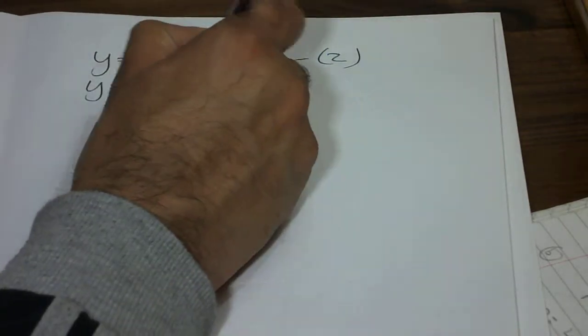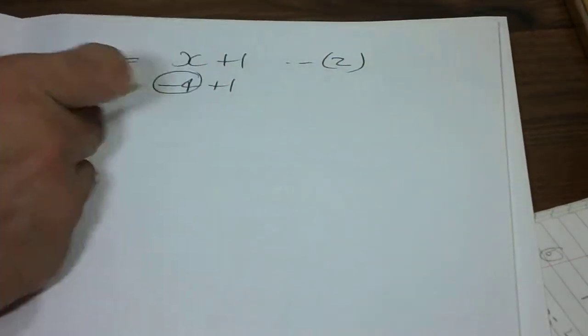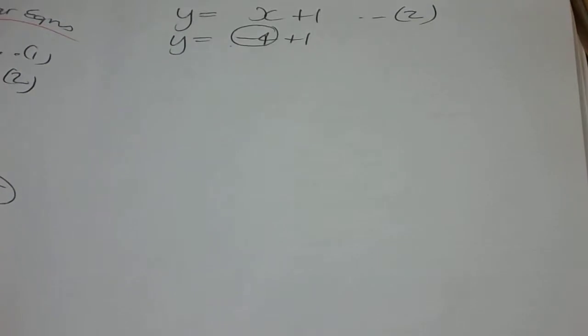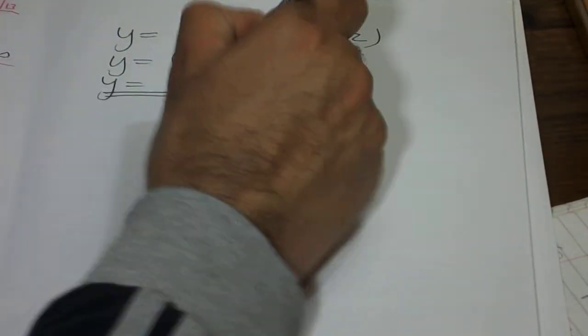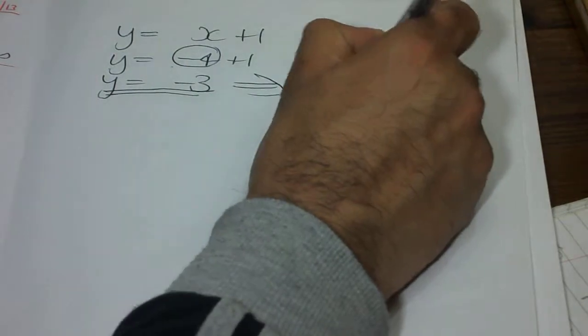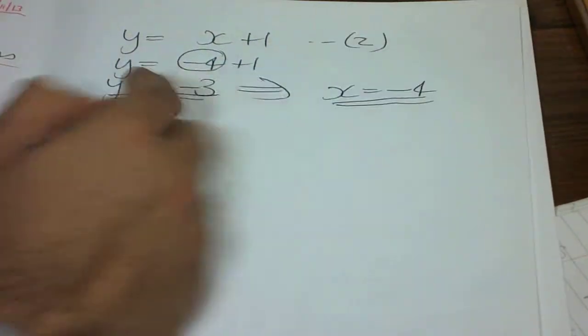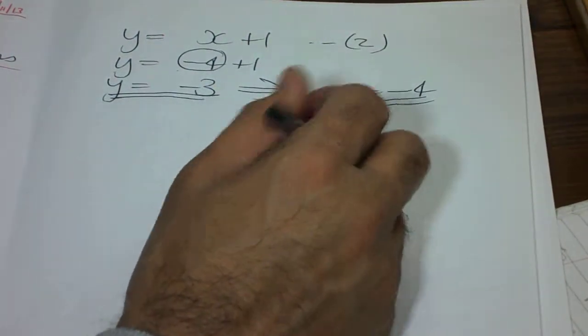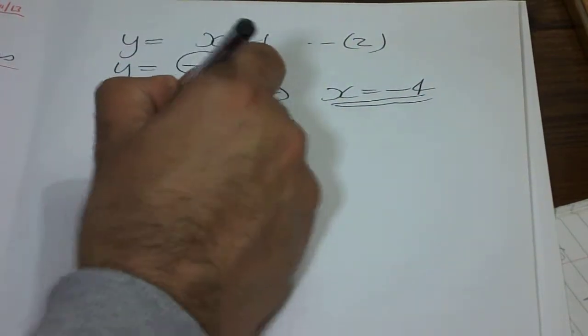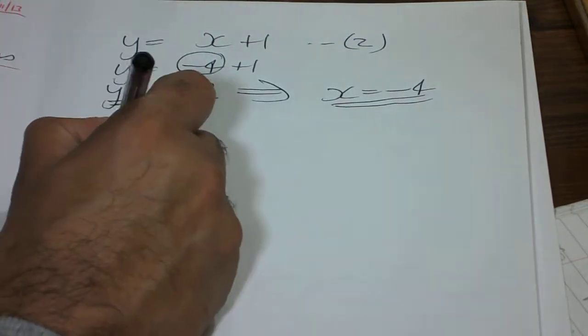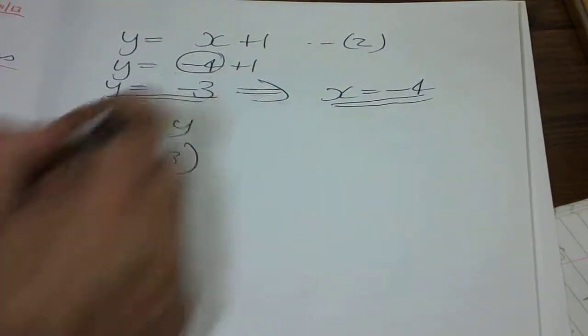First x value is minus 4. So y is equal to minus 4 plus 1. So we're subbing this value in from the previous answer. So that will give us y is equal to minus 3. So y equals minus 3 corresponds to x equals minus 4. So this works together as one set of answers. We can rewrite that in coordinate form. So it'll be minus 4, minus 3.